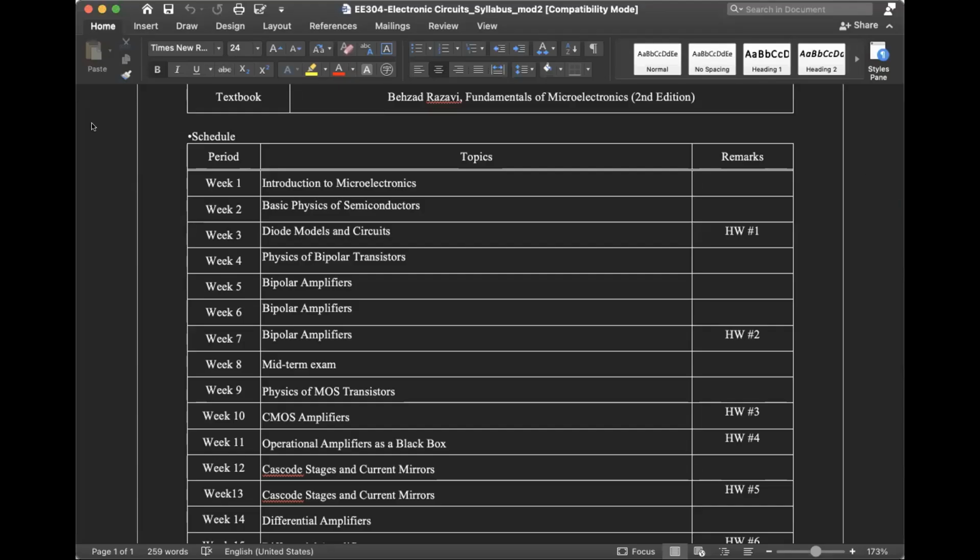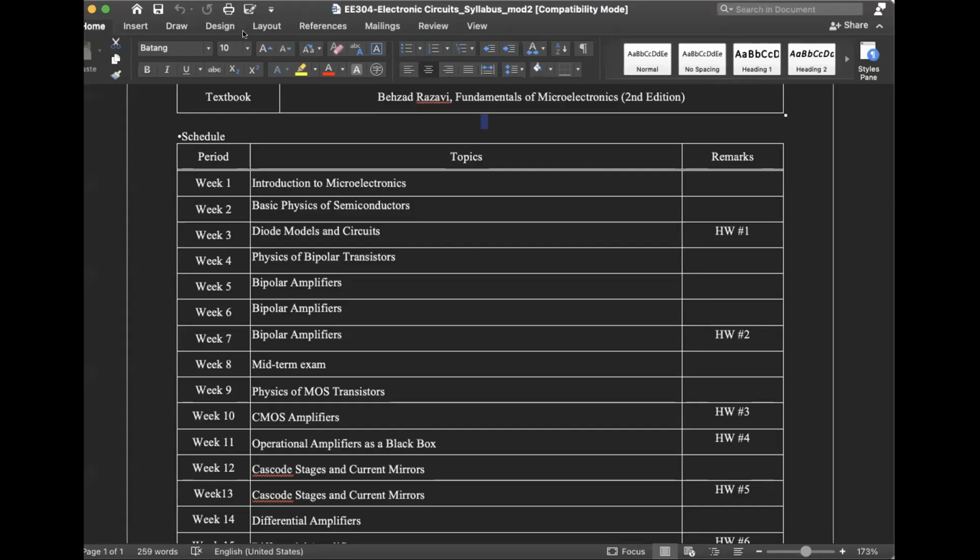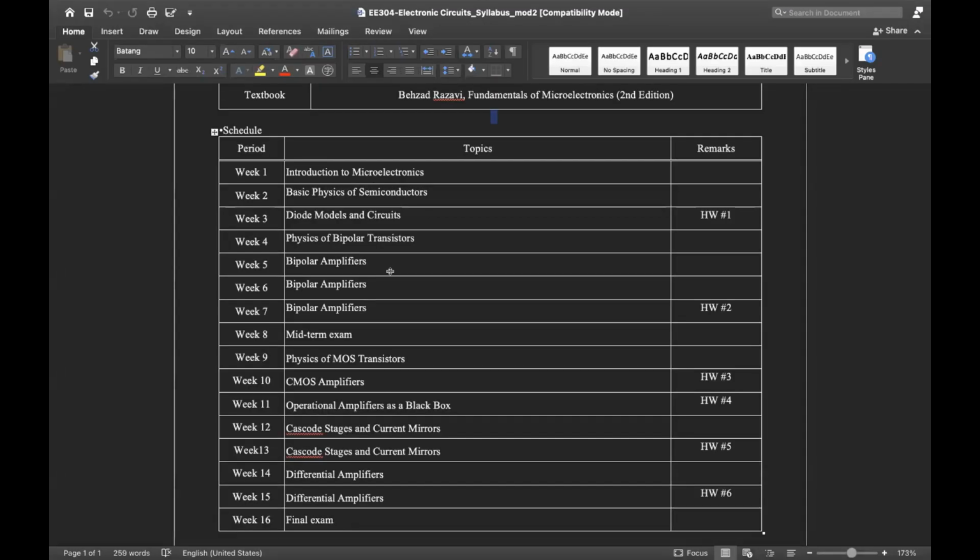You see it, right? Yeah. I think you are studying diodes. Yeah, right now I'm here: diode models and circuits. So you know about the PN junction and everything, right? Yeah. I also studied bipolar transistors a bit by myself.